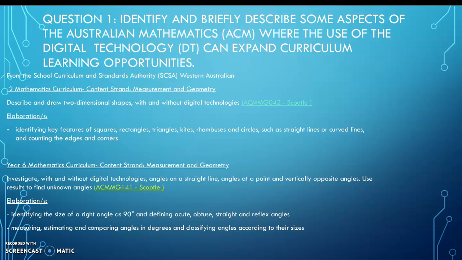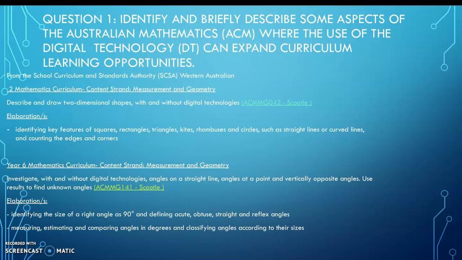The Year 6 mathematics curriculum states, investigate with and without digital technologies, angles on a straight line, angles at a point and vertically opposite angles. Use results to find unknown angles. The elaboration states, identifying the sides of a right angle as 90 degrees and defining acute, obtuse, straight and reflex angles, as well as measuring, estimating and comparing angles in degrees and classifying angles according to their size.